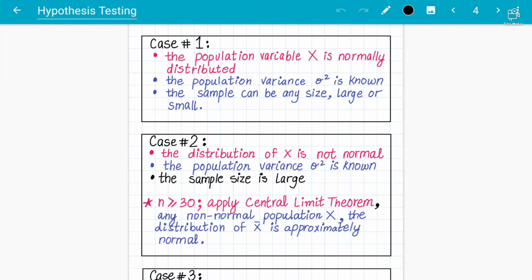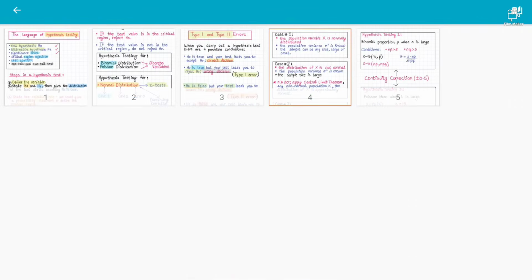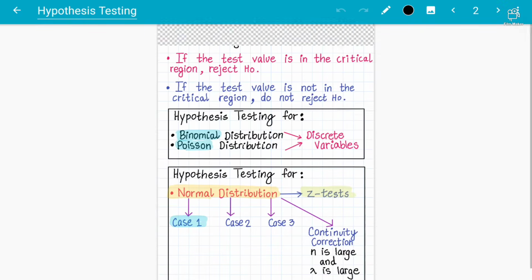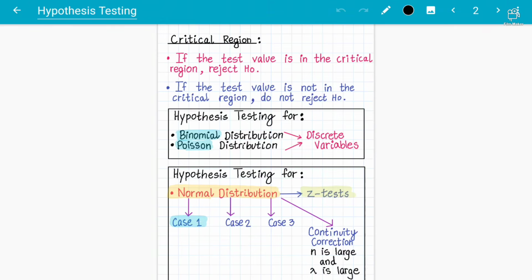So we are back with the playlist on hypothesis testing. We'll continue with lecture number 5, and we'll be talking about case number 2. Just to give a quick recap and prerequisite information, we have already done hypothesis testing for the discrete variables, binomial distribution and Poisson distribution, which were lectures number 1, 2 and 3. Type 1 and type 2 errors are also done.